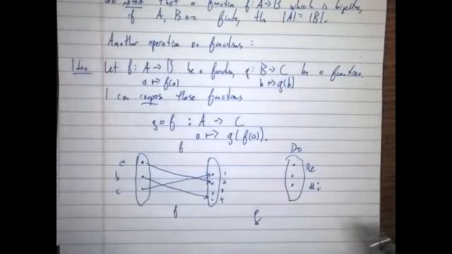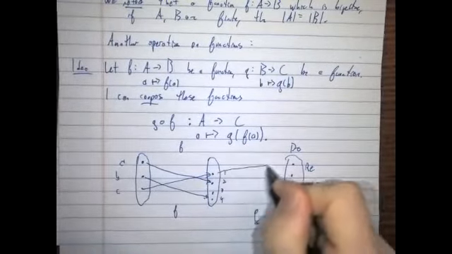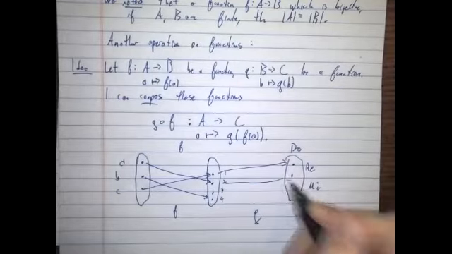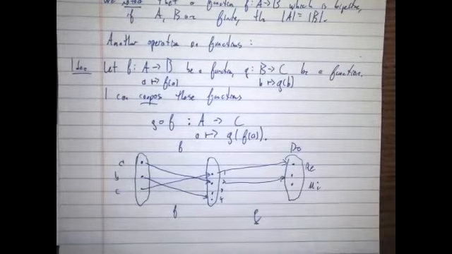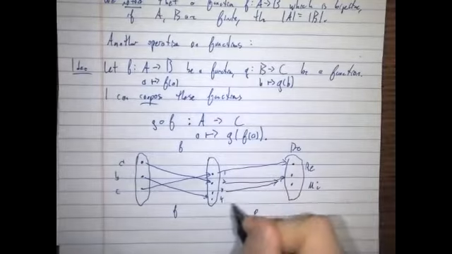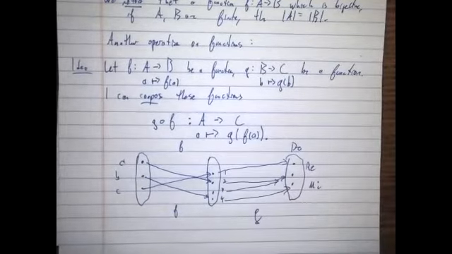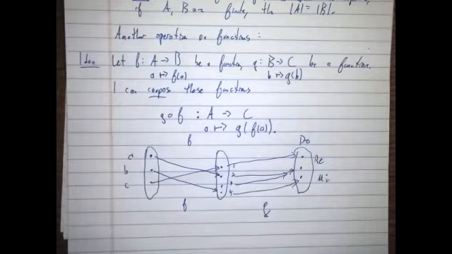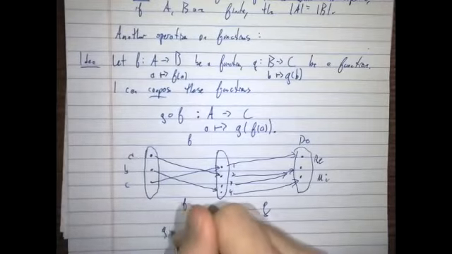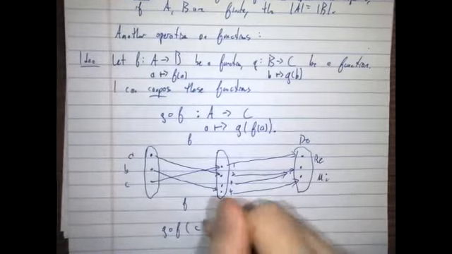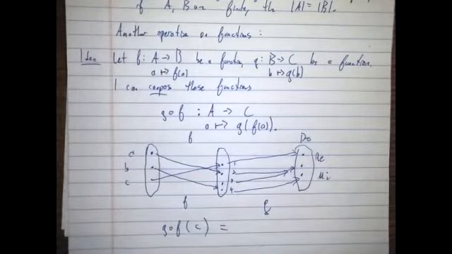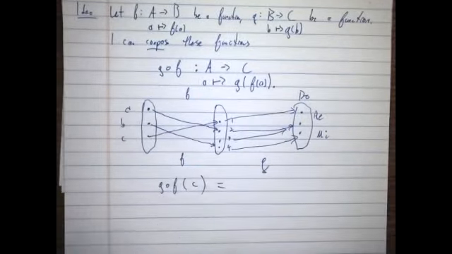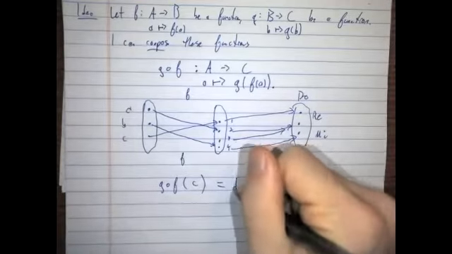And then g is going to be some function which sends 1 to do, 2 to re, 3 to re, and 4 to mi, for instance. And now, of course, I can ask you, what is the image under g composed with f of C? This is going to be equal to what? Yep, this is just do.